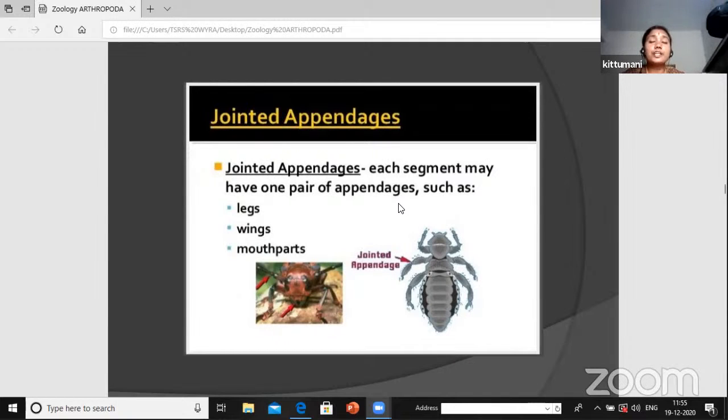Here we will observe different types of mouth parts, like chewing type, sponging type, like that. Okay, sucking type mouth parts. We will discuss it later.